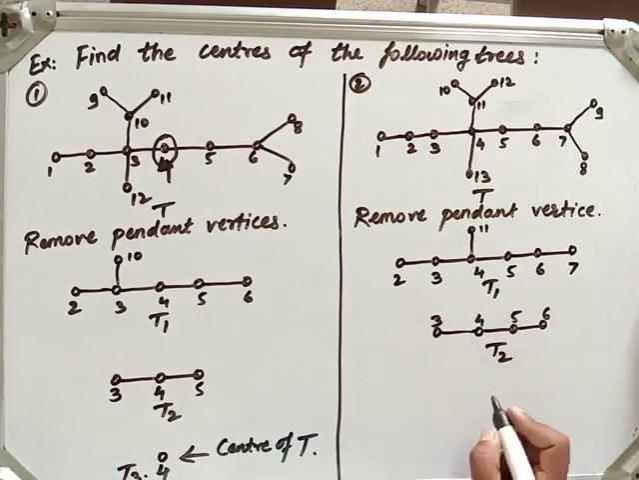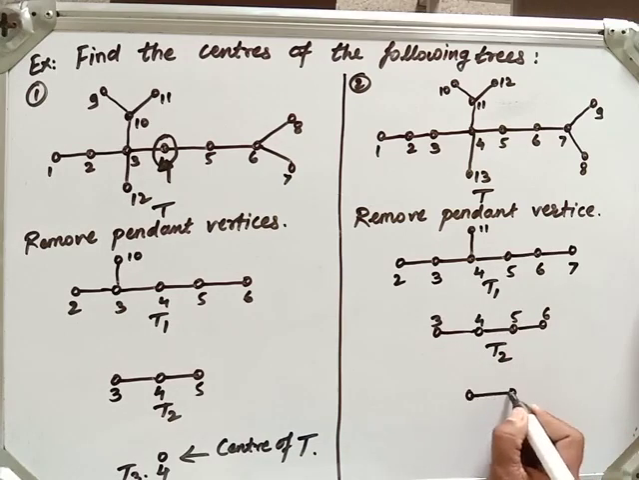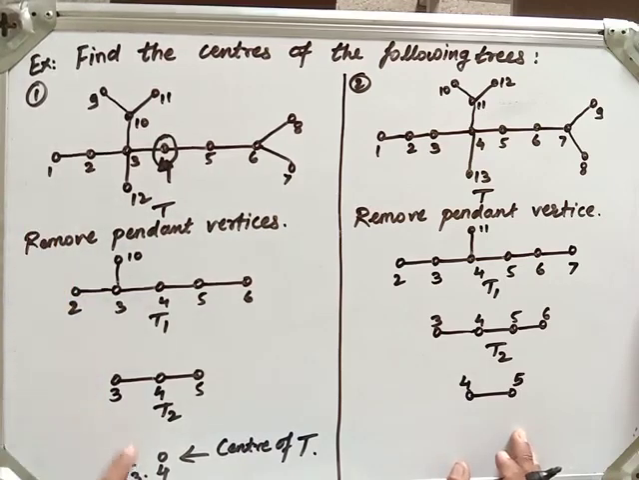Now again pendant vertices will be eliminated. 4 and 5 will be left. So a line segment is left. Now here if we eliminate, both get eliminated, so we can't eliminate. So either we stop when a single vertex is left or a line segment is left. This is T3.